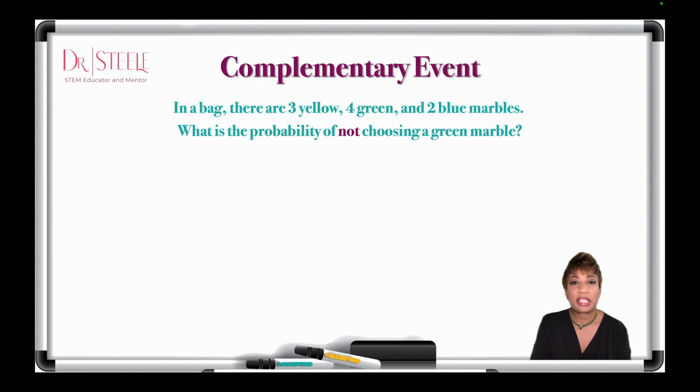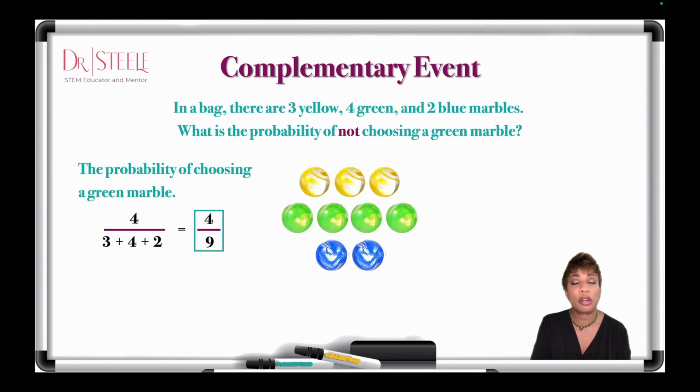So let's look at the previous example, but let's change the question a little bit. So instead of looking for the probability that we will have a green marble, let's look at the probability of not choosing a green marble. Okay, so recall the probability of choosing a green marble is 4/9.